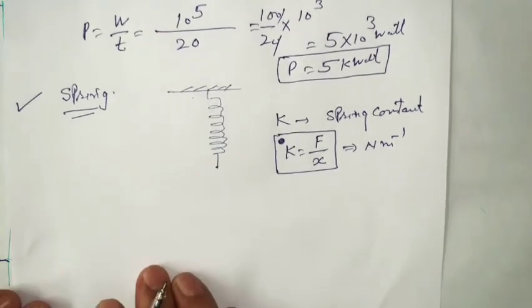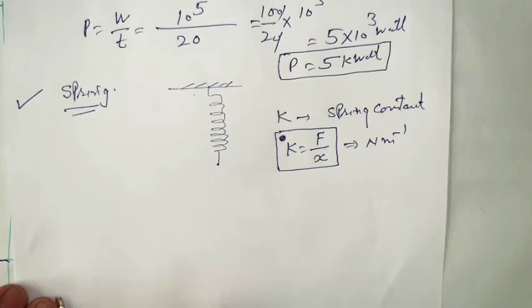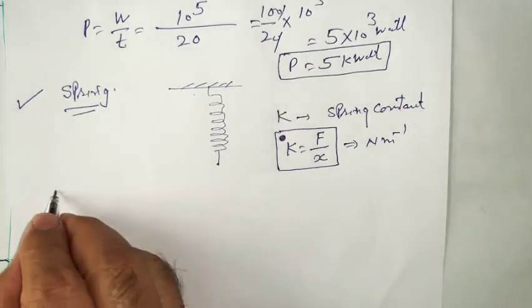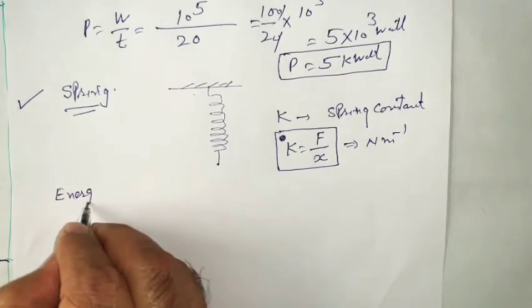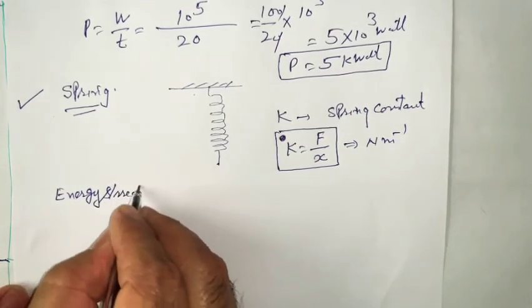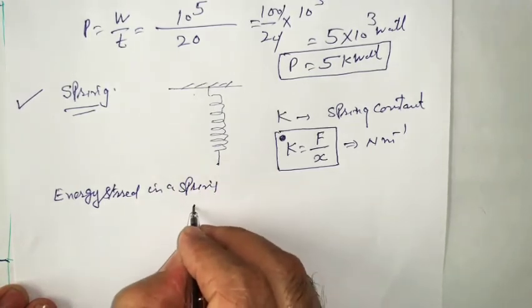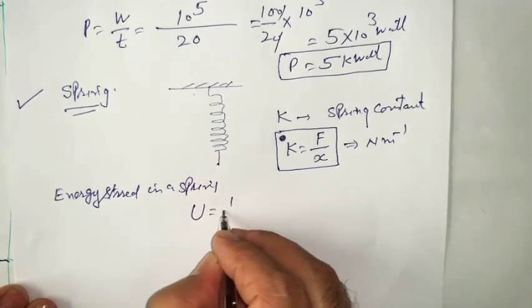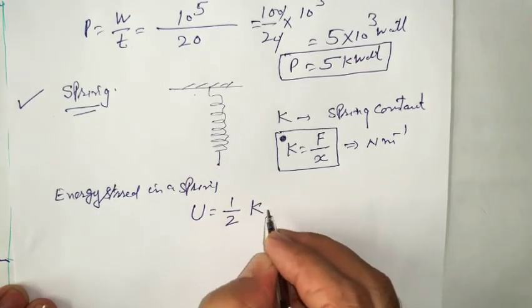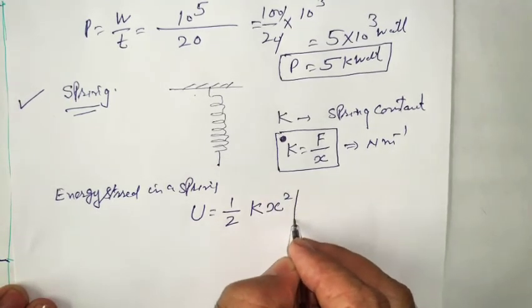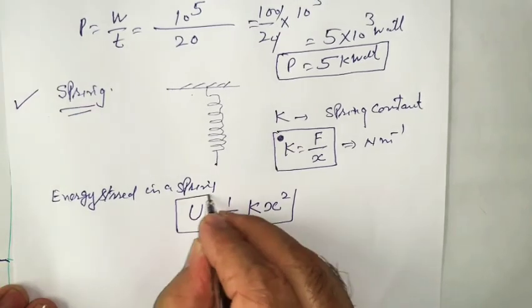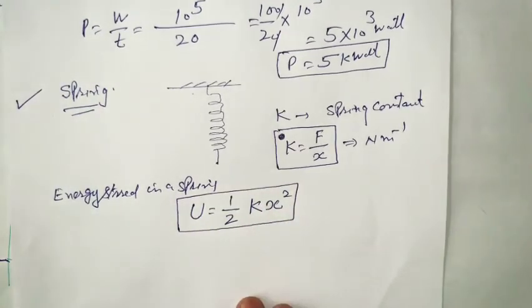Each material has its own spring constant, K. Now, you know, when you stretch the spring or when you compress the spring, then energy is stored in the spring. How much energy is stored in a spring? Energy stored in a spring, that is denoted by U, is half K X square. This is the answer. U is equal to half Kx square.